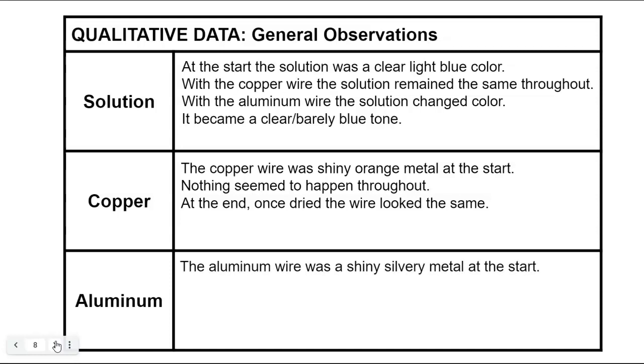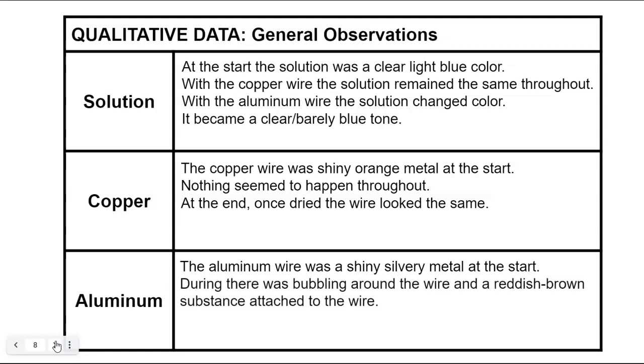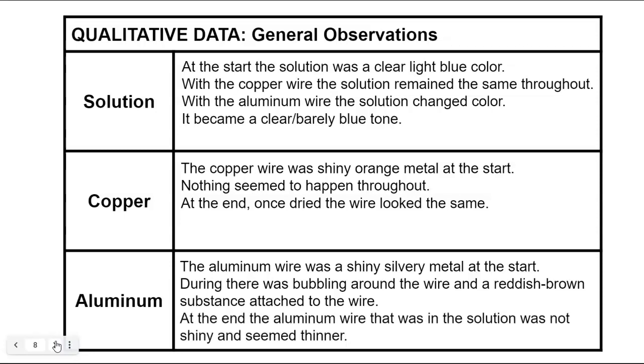Now, the aluminum in the beginning was also a shiny silvery metal. And during, you could see some bubbling around the wire, and then you had a reddish brown substance attached to the wire. And at the end, after the aluminum was pulled out and it was dried, the aluminum wire was no longer really shiny. It was much more dull. And if you ran your fingers around the wire, you could tell that it seemed really thin in comparison to the way it felt when it started.